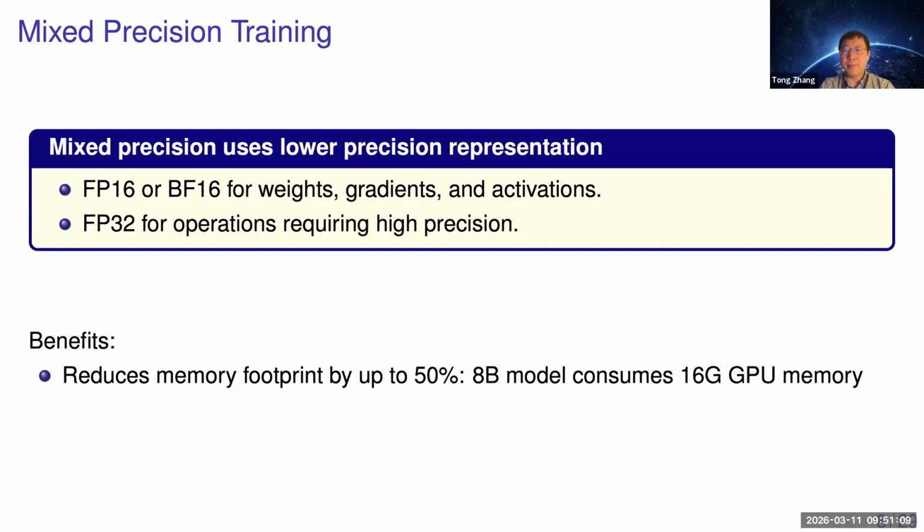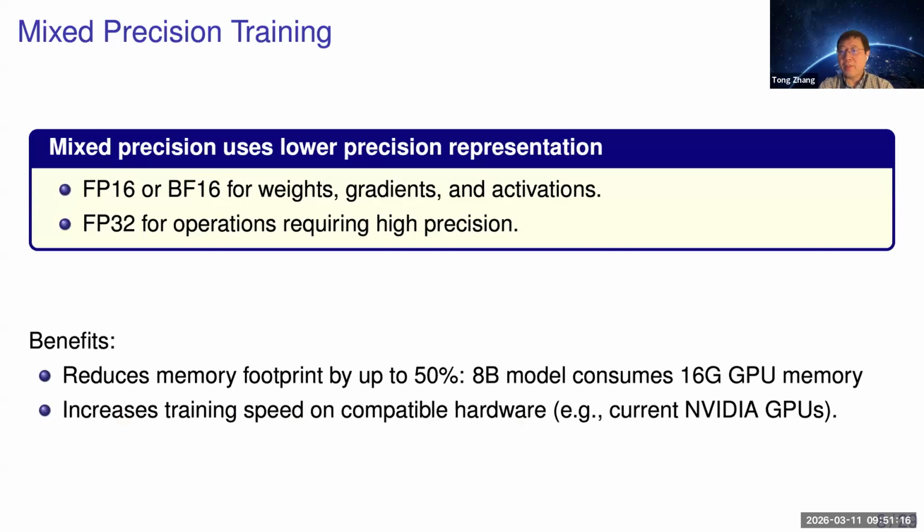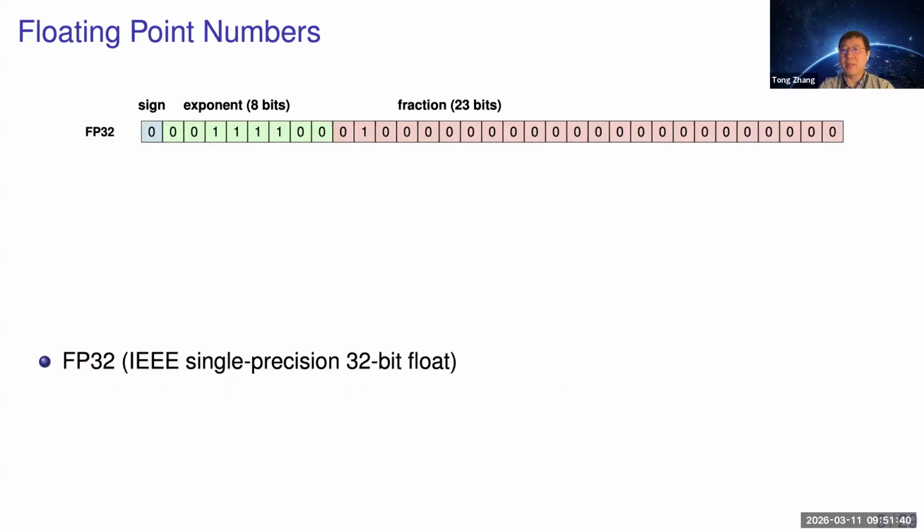And this is pretty standard. People notice that it doesn't affect as much. It also increases training speed on compatible hardware. The modern GPUs all support native half precision arithmetic. Therefore, it can compute faster because you have fewer bits to work with. So this is another advantage. You could actually do more computation, more speedup.